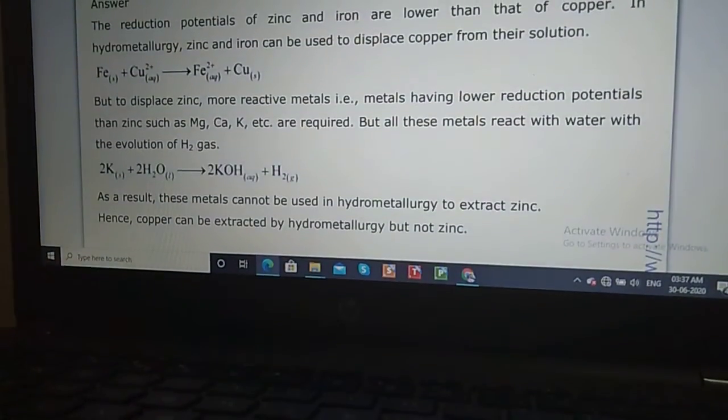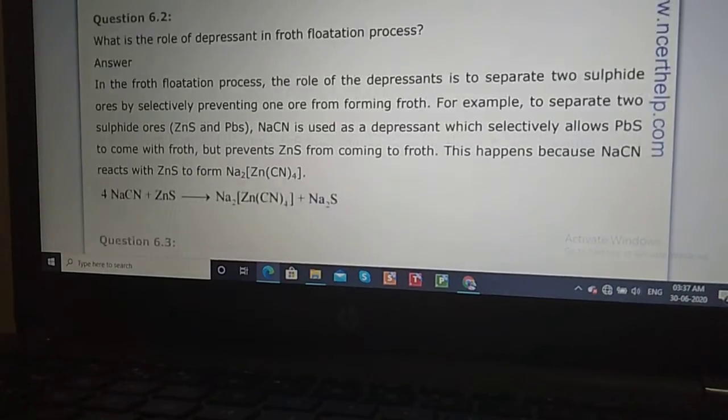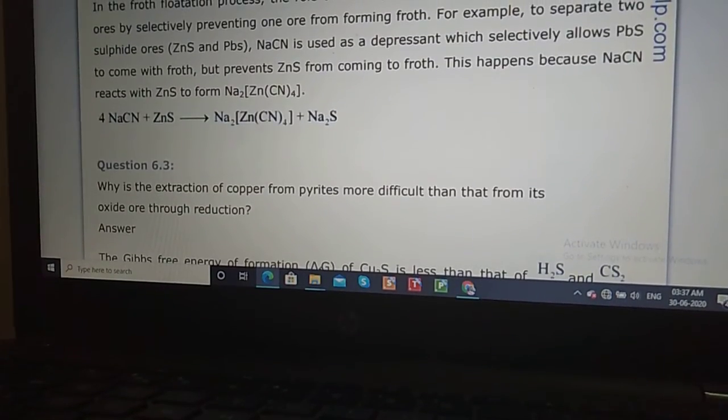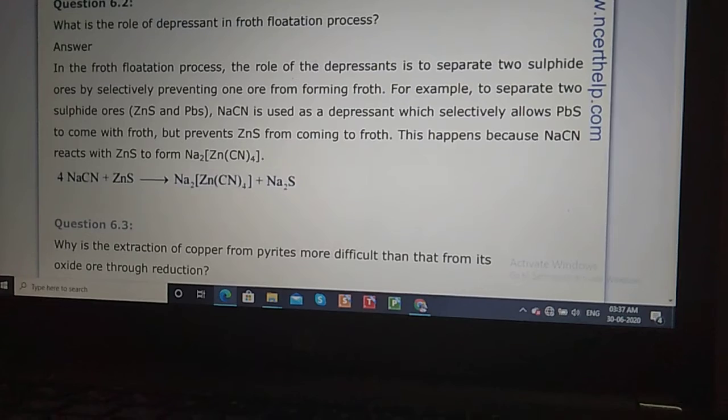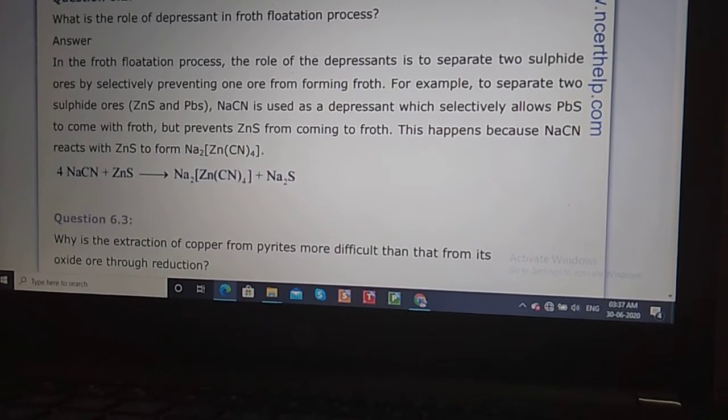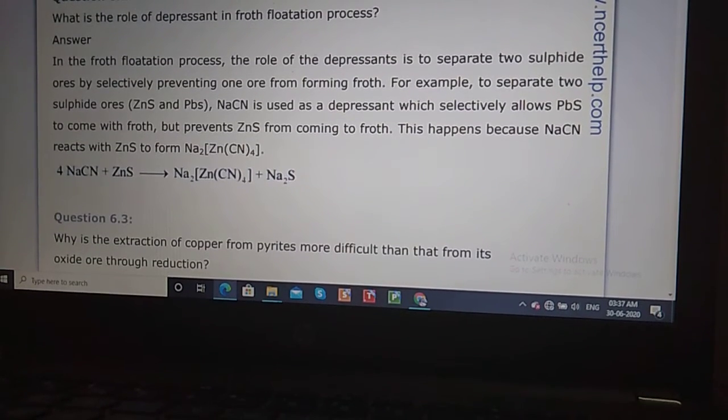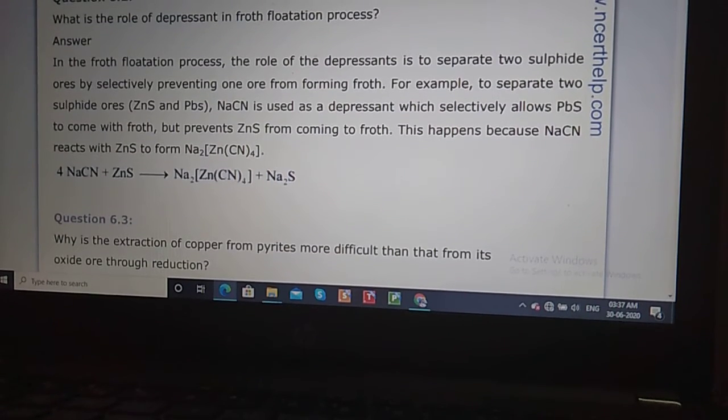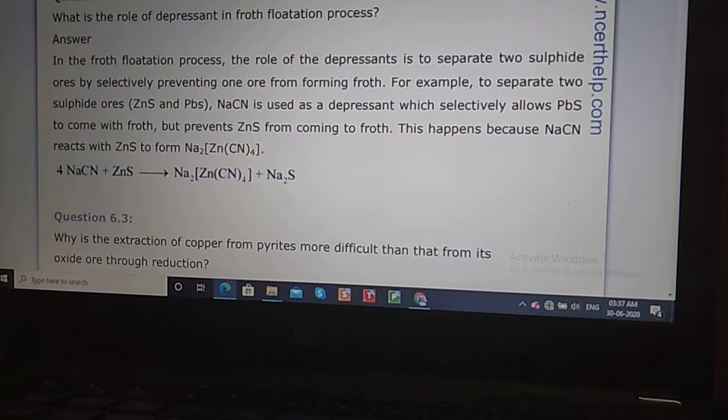Now let us move to another question, student. The other question is: what is the role of depressant in the froth flotation process? Dear student, during the lecture I already explained that the role of the depressant is to separate two ores, two sulfide ores.